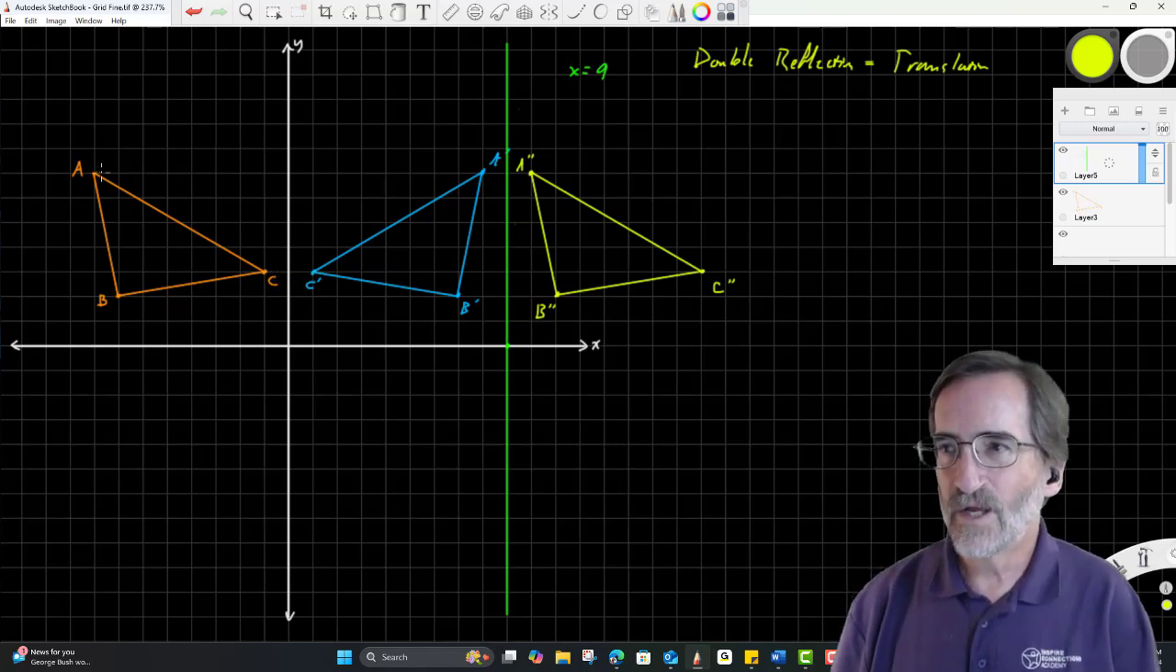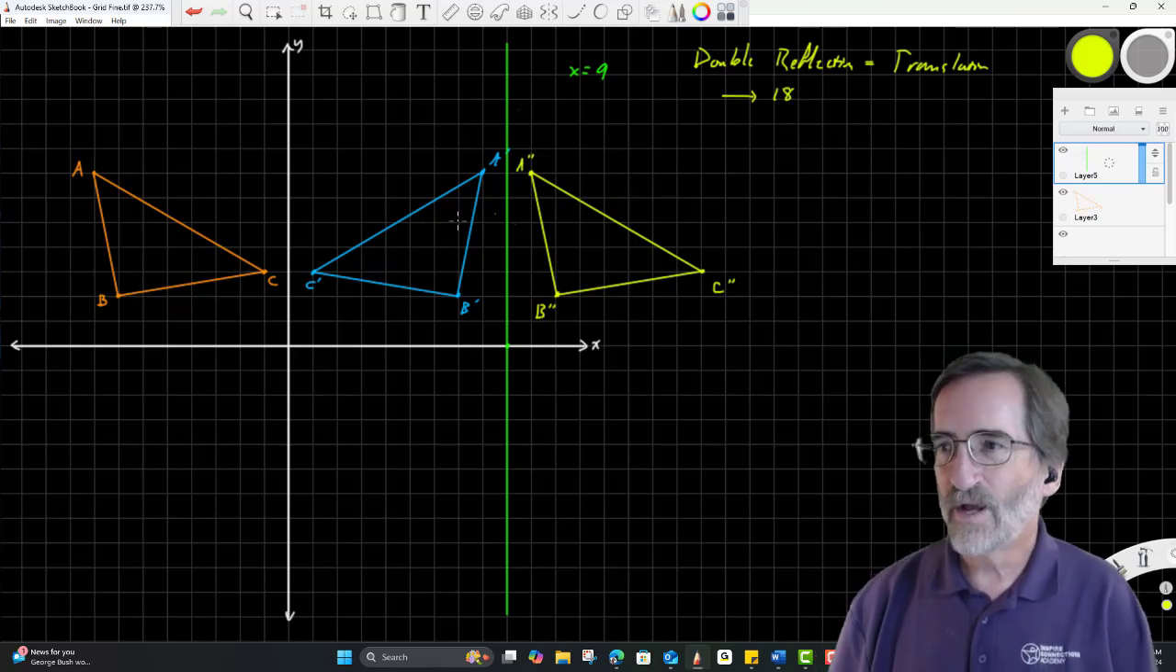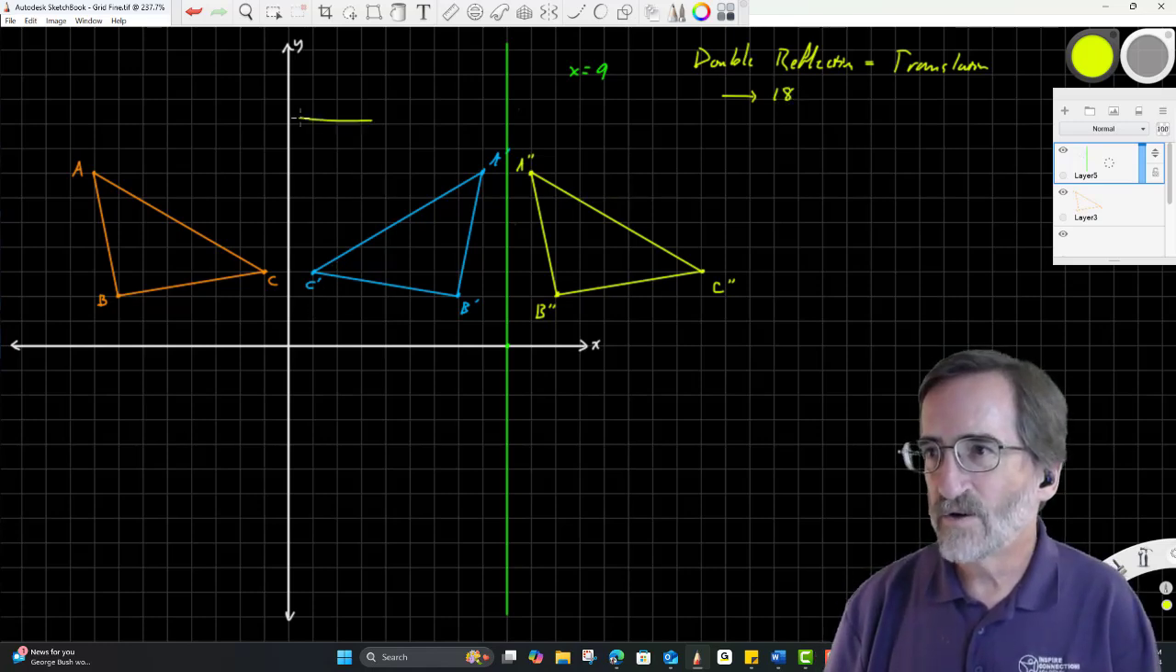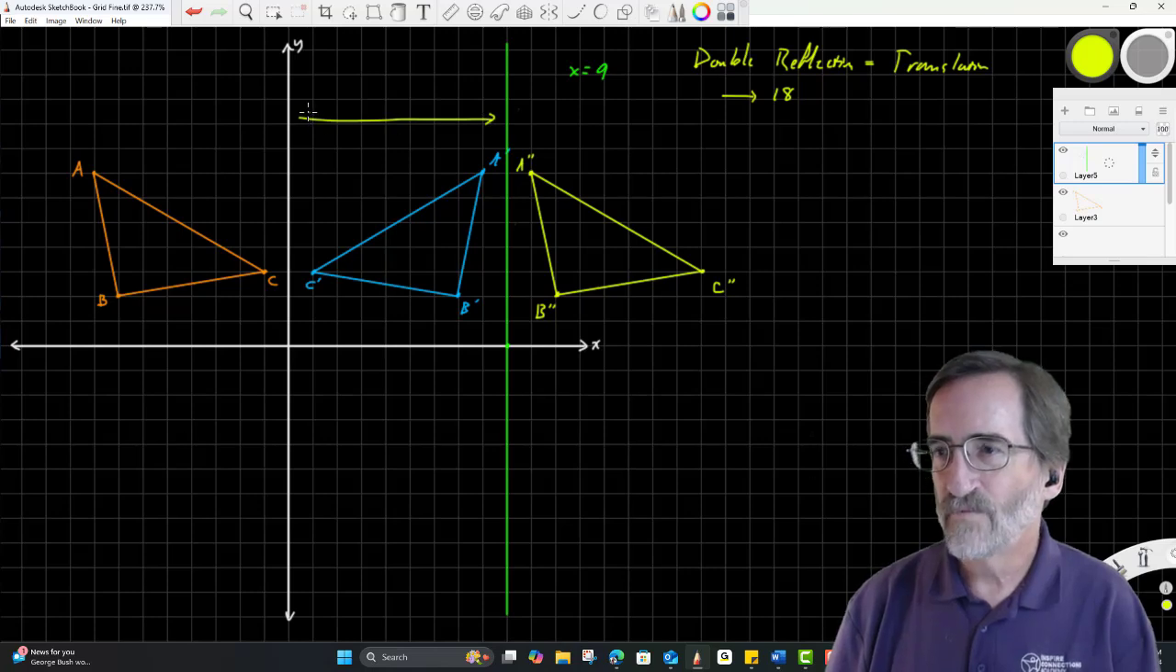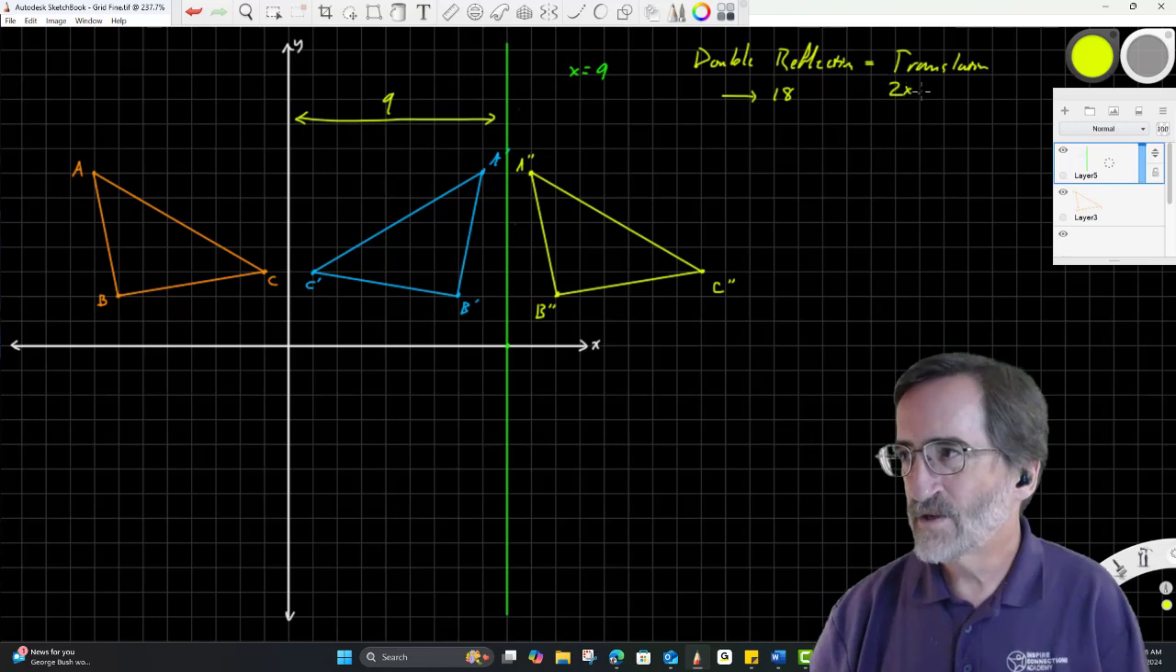Not only that, I want to count how far the points moved. Let's count between A and A double prime. So 2, 4, 6, 8, 10, 12, 14, 16, 18. So it translated right 18. Okay? But look at how far apart the lines are. They are 9 apart. So the double reflection is a translation by 2 times the distance between the lines of reflection.